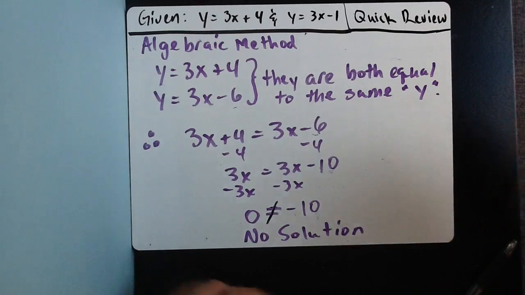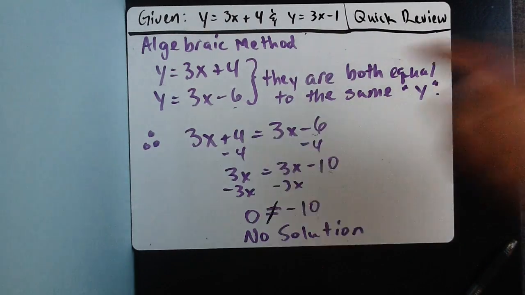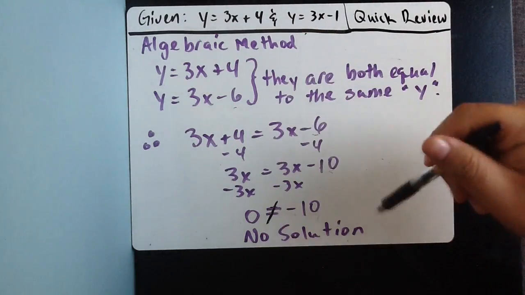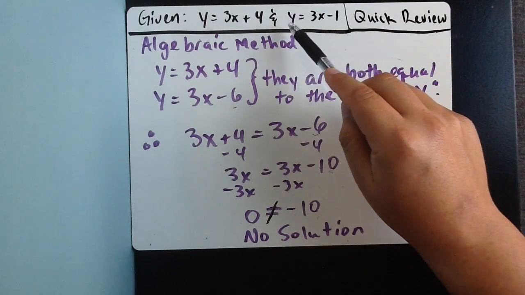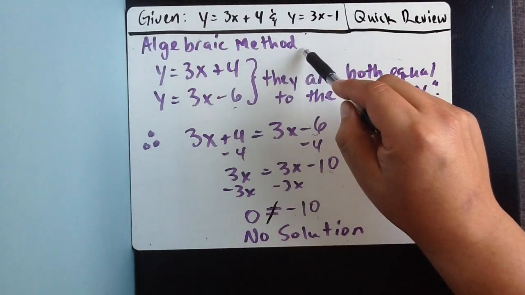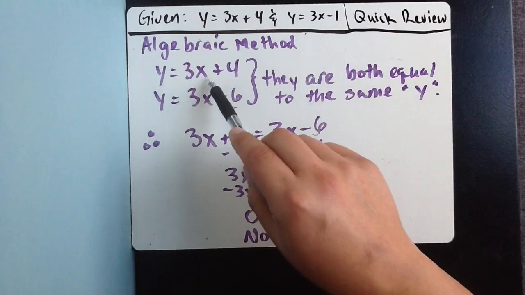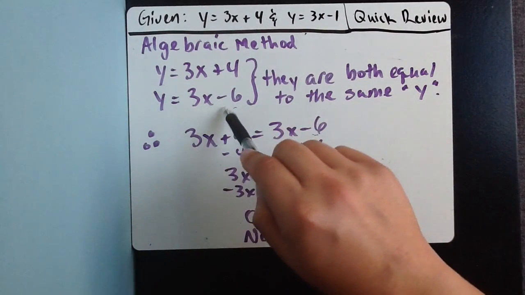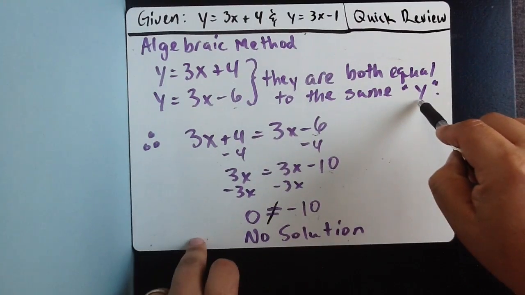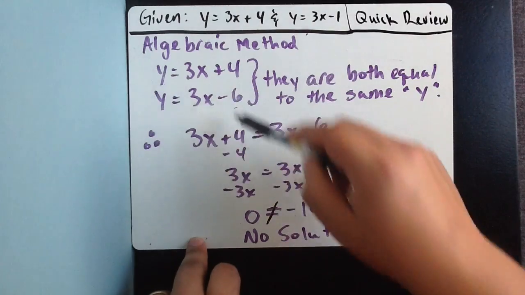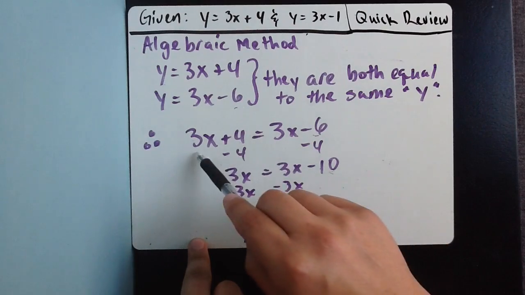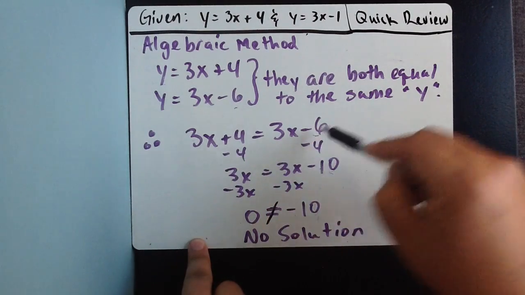Okay? So let's begin. You're given these two equations, y equals 3x plus 4, y equals 3x minus 1. Now, if I'm going to solve these two equations, and I want to know if they have anything in common, I'm going to use the algebraic method in this case. So I rewrite it, y equals 3x plus 4, y equals 3x minus 6. I can state, since they are both equal to the same output value of y, therefore I can say that these two expressions are equal to each other. So then I rewrite it as 3x plus 4 equals 3x minus 1.